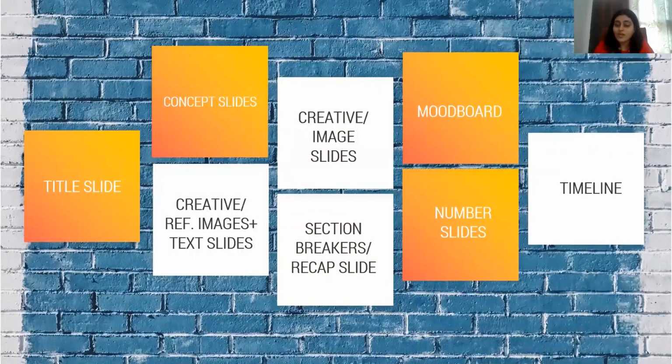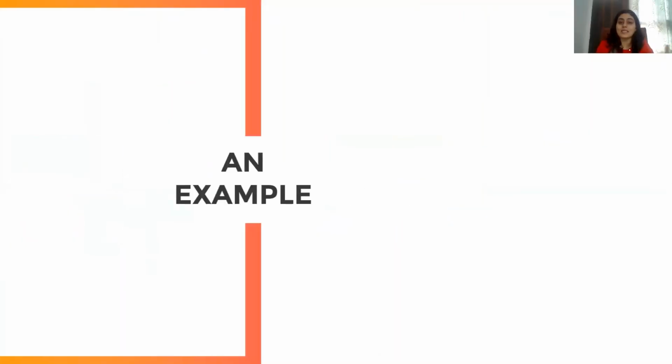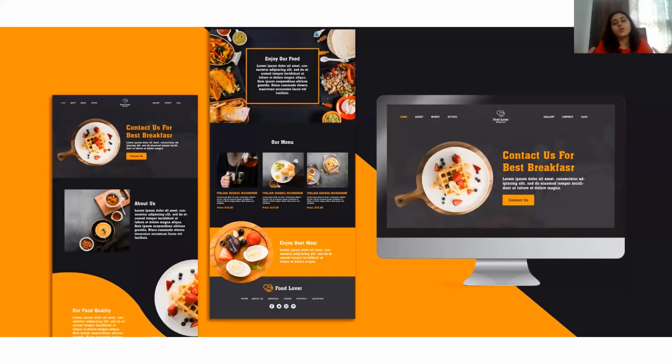And you already have a graphic language by now. So you've already thought of if you want to use circles, you want to use square, or what you want to use. So let's go into how to find these things, right? Let's look at this website. It's a food website. What are the things that stand out to you?